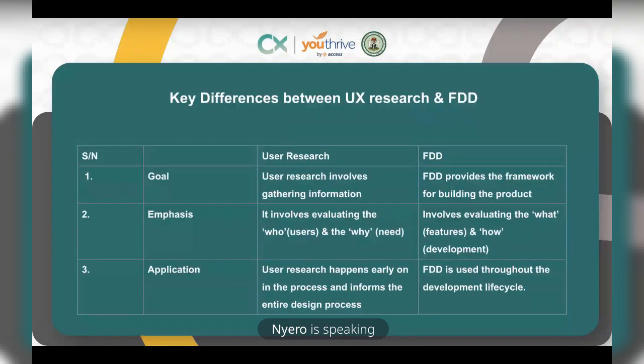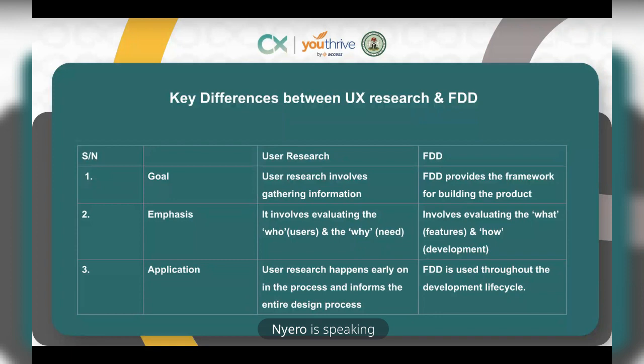Now, the key differences between UX research and FDD have been categorized into three categories: goals, emphasis, and application. That means they differ in terms of what goal you're trying to achieve, what is the emphasis, and what is the application. Now, in terms of goal, the goal of user research is gathering information, while the goal of feature-driven development is providing the framework for building the product. So, like I said, it's more of a framework, more of like a methodology like Scrum, but it is not Scrum.